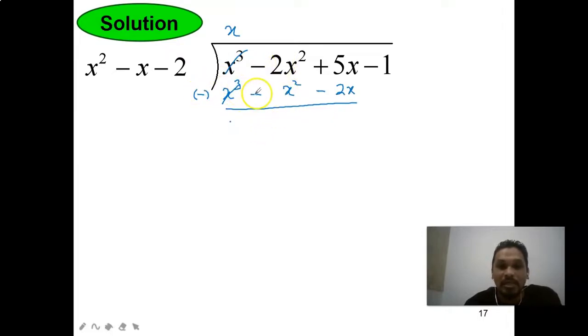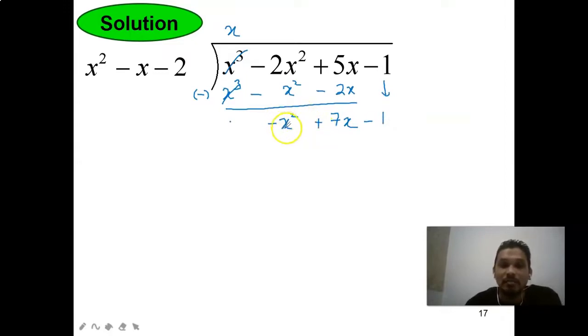Negative times negative become positive. So then negative 2x squared plus x squared, negative x squared. Then negative times negative again equals positive. So 5x plus 2x, 7x. So bring down negative 1 here to join up the rest of this.